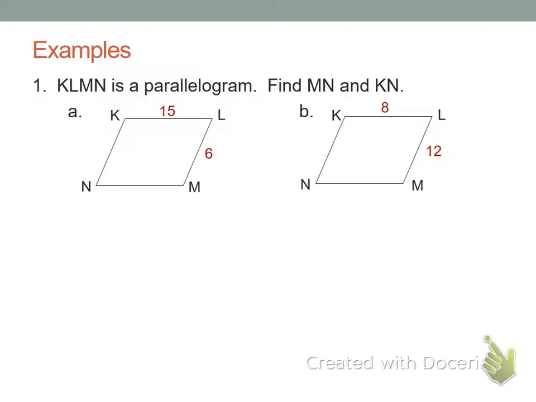All right, on 1A, what is the measure of MN? 15. Okay, the opposite sides are congruent, so that one has to be 15, and that means KN is 6. Again, opposite sides congruent. So on letter B, MN is 8 and KN is 12. Easy enough? Questions, concerns, need more time? We'll keep it moving.